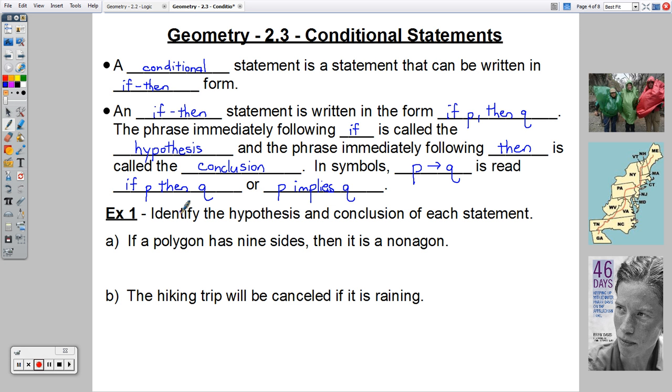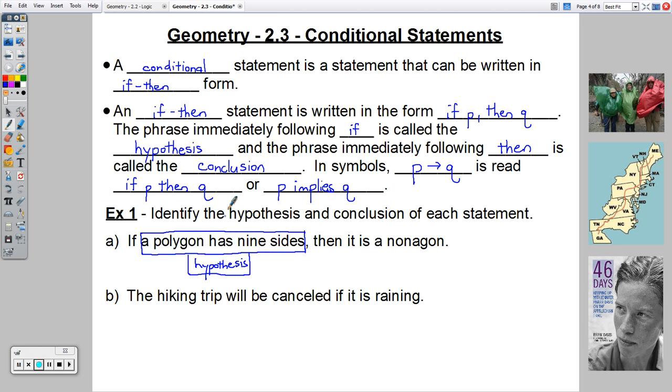And example 1, let's see what we got. Identify the hypothesis and conclusion of each statement. So it says up here what we need to know, the part after the if, that's the hypothesis. So this one's in an if-then form already. The if and the then are there. This clearly then should be the hypothesis. So I'm just going to box that in. I won't rewrite it. This is my hypothesis, the part after the if.